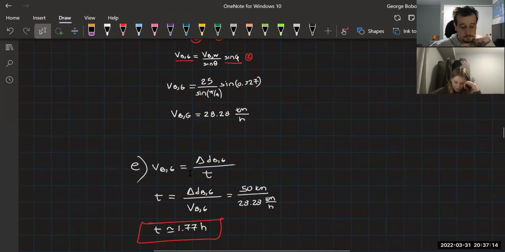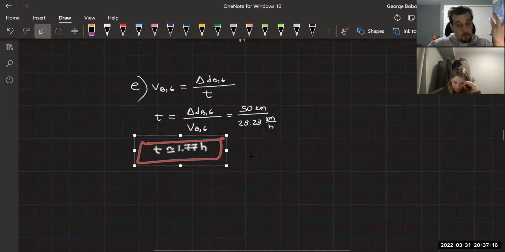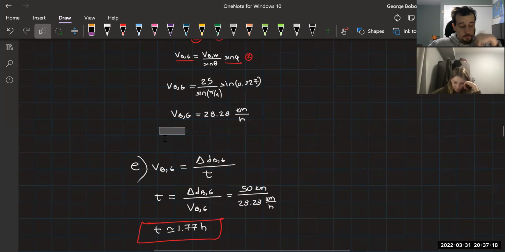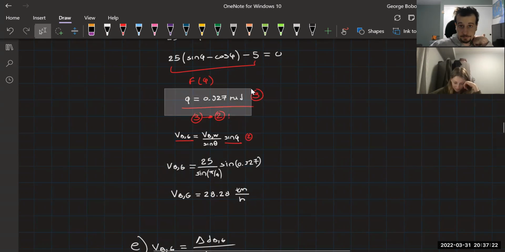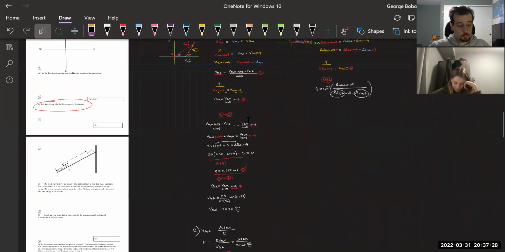Okay. Fair enough. All right, there's your velocity. There's the time that it takes. There's the heading. Obviously, this is with respect to the east line. And that's it. That's the whole problem.